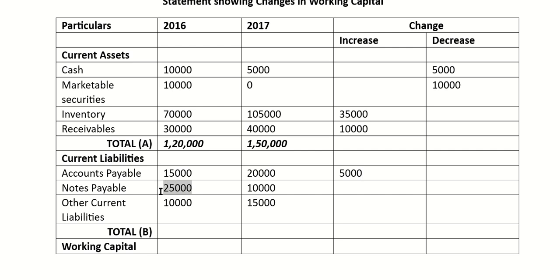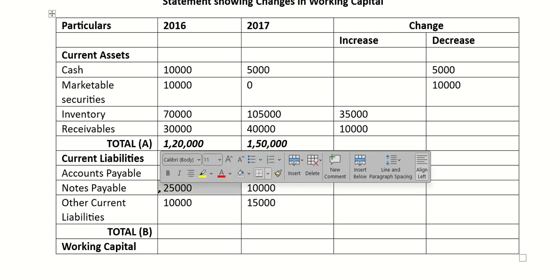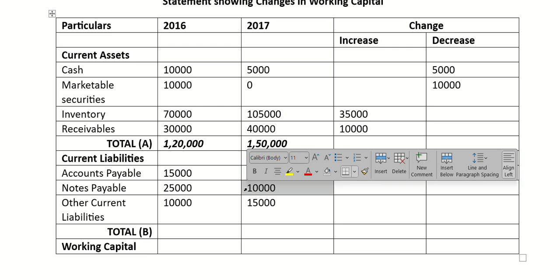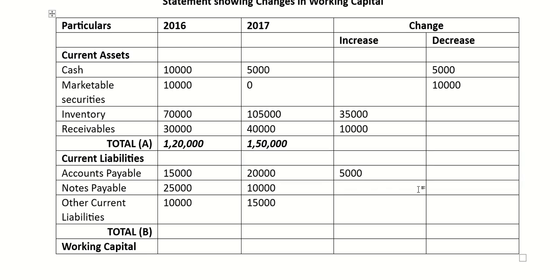Notes payable was 25,000 in 2016 and 10,000 in 2017. That means there happened a decrease, isn't it? It was 25,000 in 2016. It decreased to 10,000 in 2017. So here we are going to write the decrease, that is 15,000.